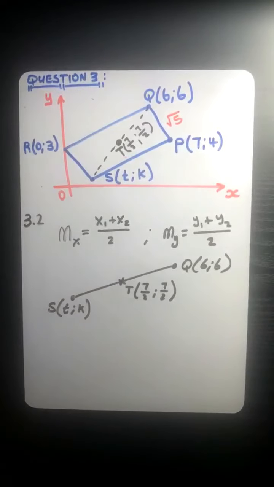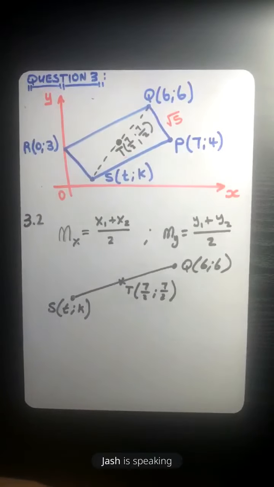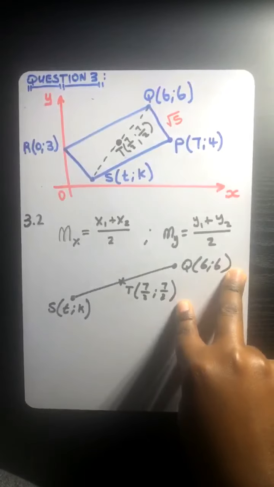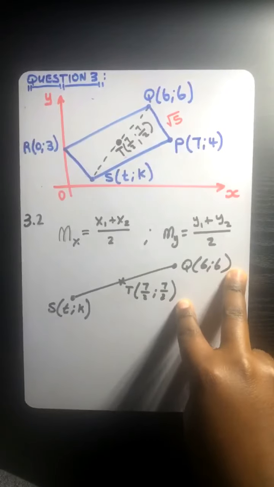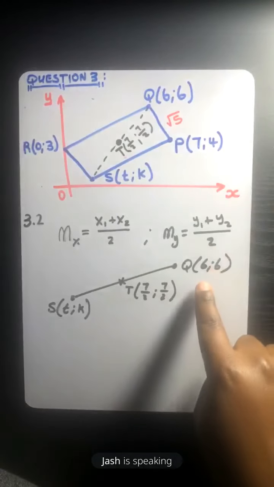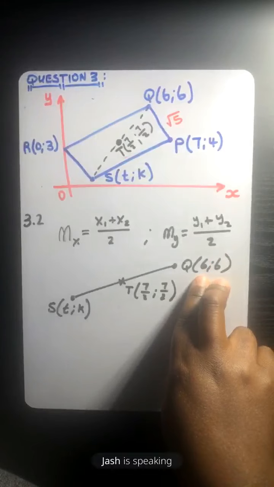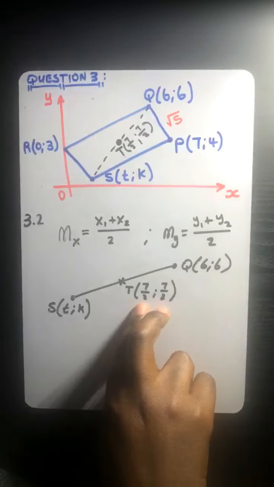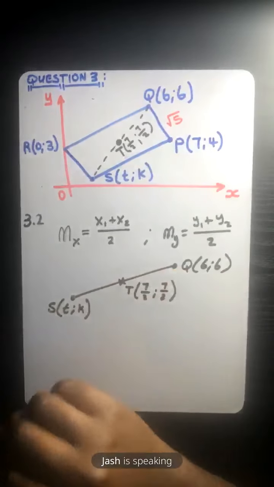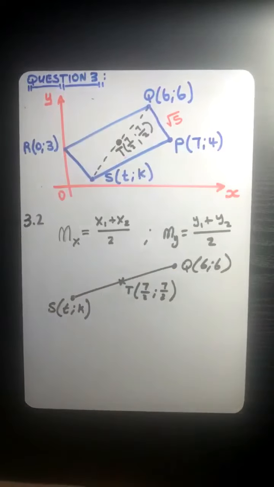Shreyas is speaking. Shreyas, go for it. So what if we use Q and T? Let's see, Q and T, yes. How can we use them, Shreyas? So since Q would be our X1 and Y1, and T would be our X2 and Y2, and so we substitute it in the equation. In the equation, okay. Thanks very much for that input, Shreyas.